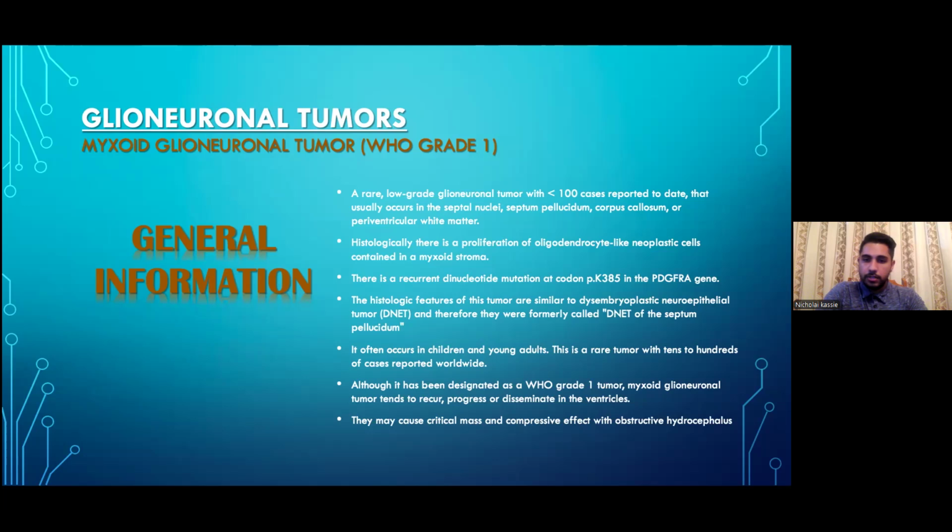The histologic features of this tumor are similar to dysembryoplastic neuroepithelial tumors, and therefore they were formerly called DNETs of the septum pellucidum. It often occurs in children and young adults. This is a rare tumor with tens to hundreds of cases reported worldwide. Although it has been designated as a WHO grade 1 tumor, myxoid glioneuronal tumors tend to recur, progress, or disseminate in the ventricles. They may cause critical mass or compressive effect with resulting obstructive hydrocephalus.